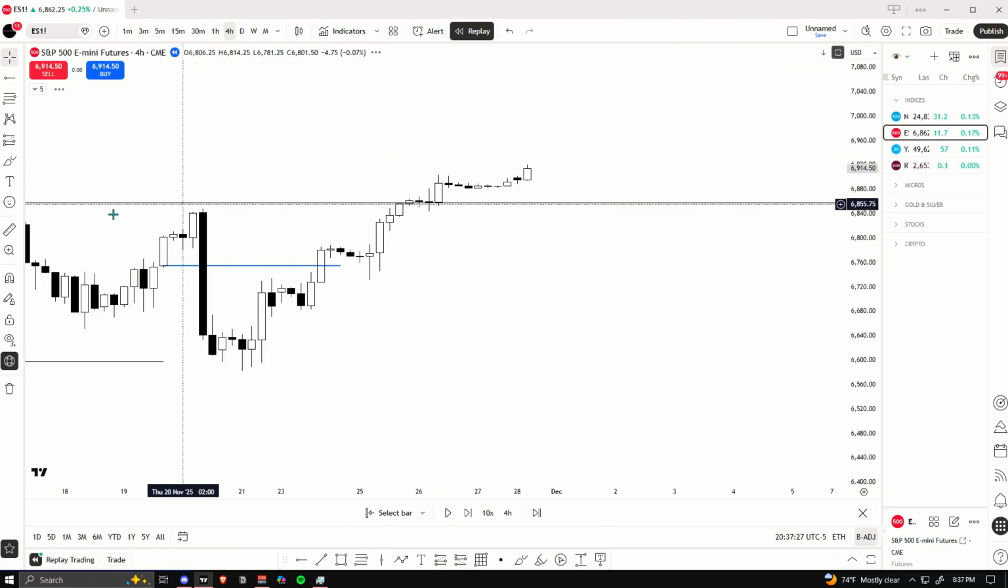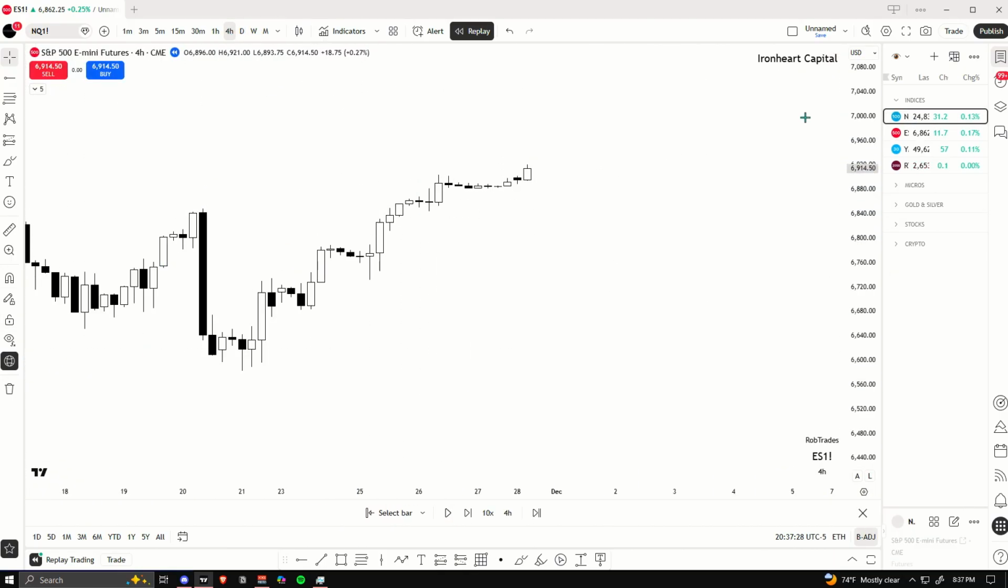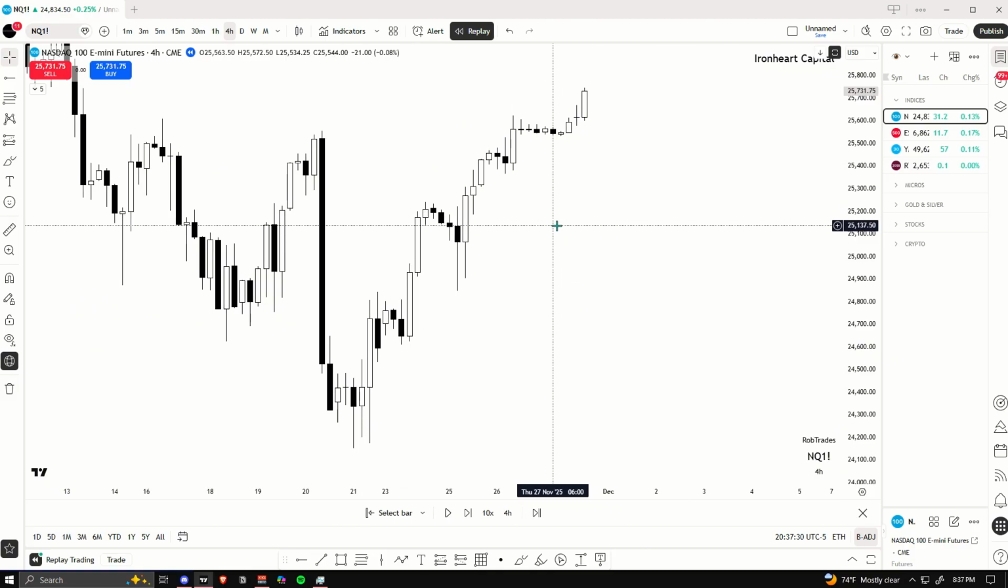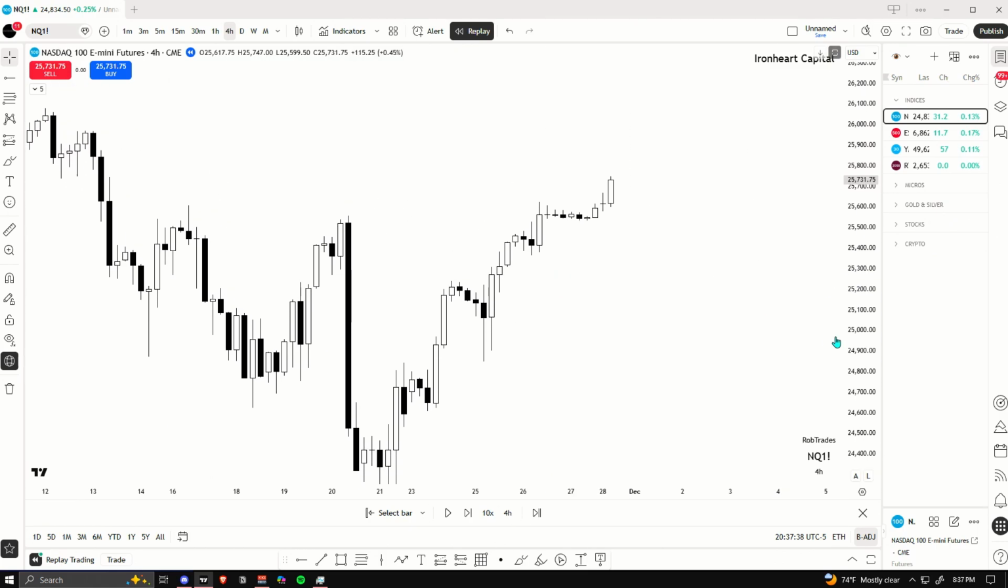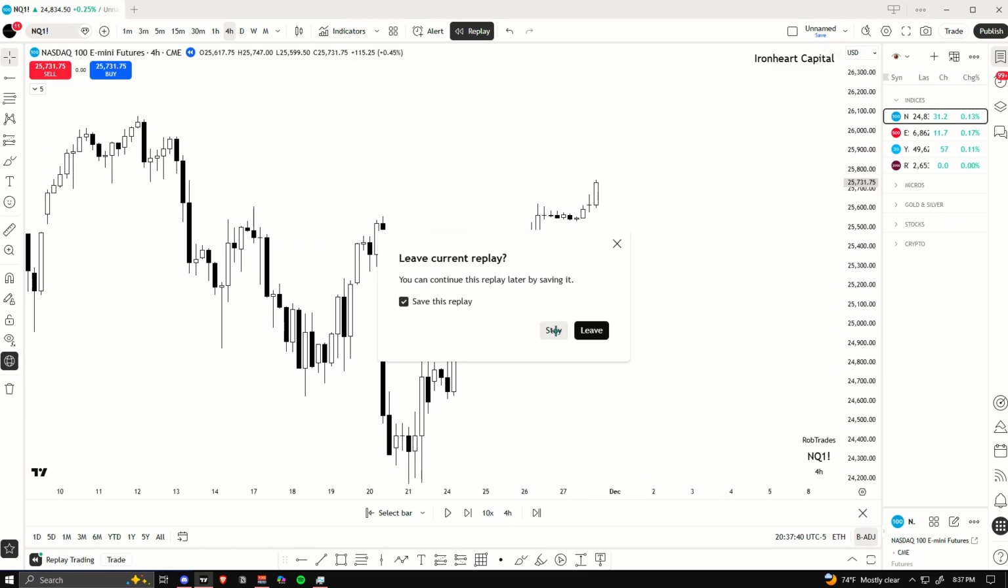So the next example we will do is a 4-hour chart on NASDAQ. And this was actually pretty recent. This was from December 10th, 2025. So we can leave replay mode.